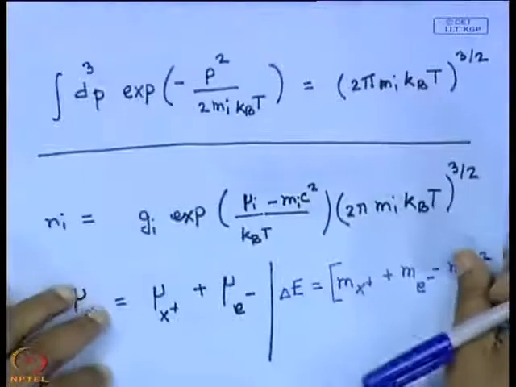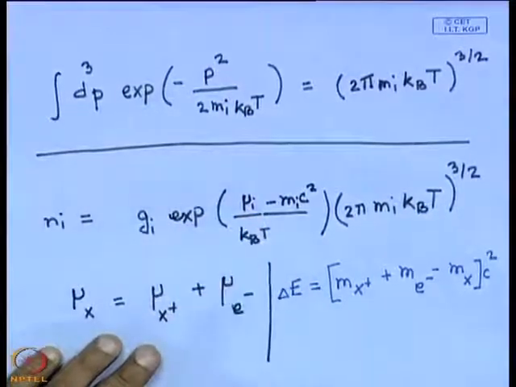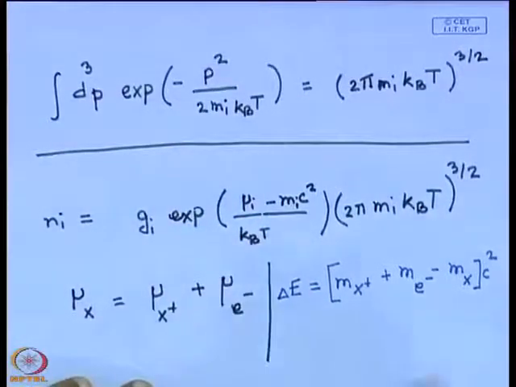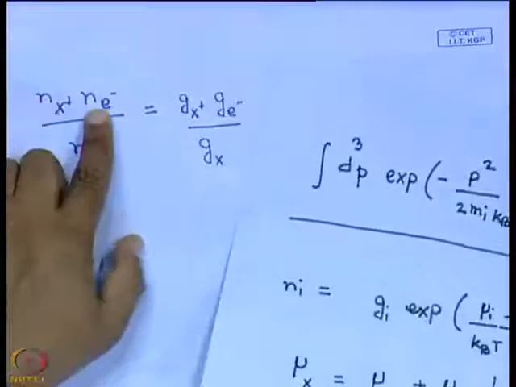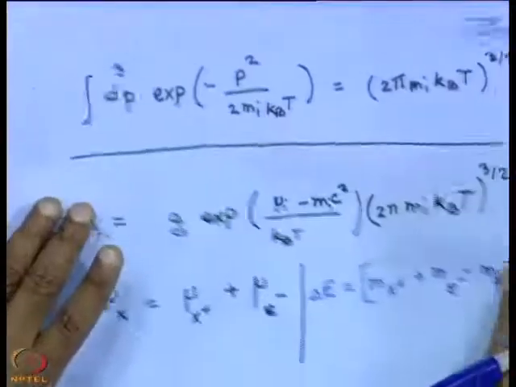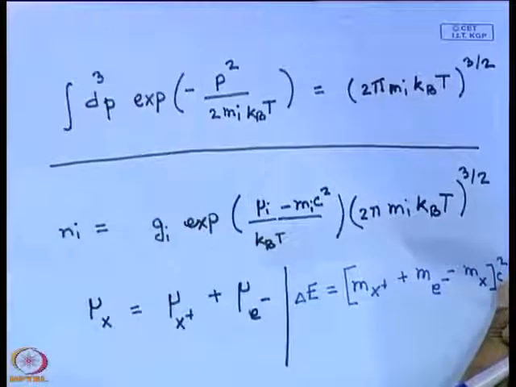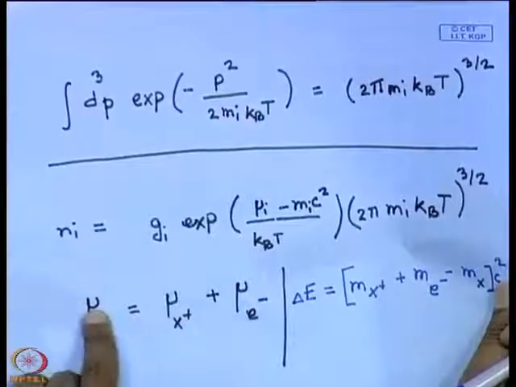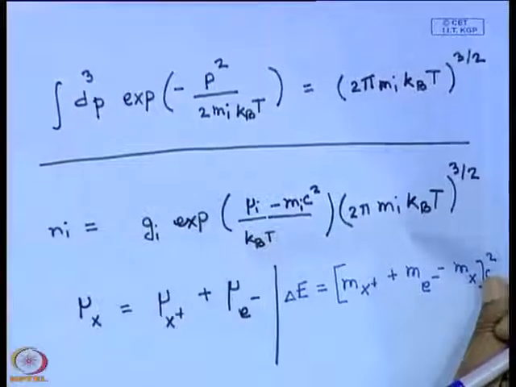Then we will have the ratio of exponential mu by kT for this species into that of this species divided by that of this species. So, since the chemical potential is in the exponent, we will have the exponent of this plus this minus this, which is 0. So, the chemical potential term exactly cancels out from the whole thing.